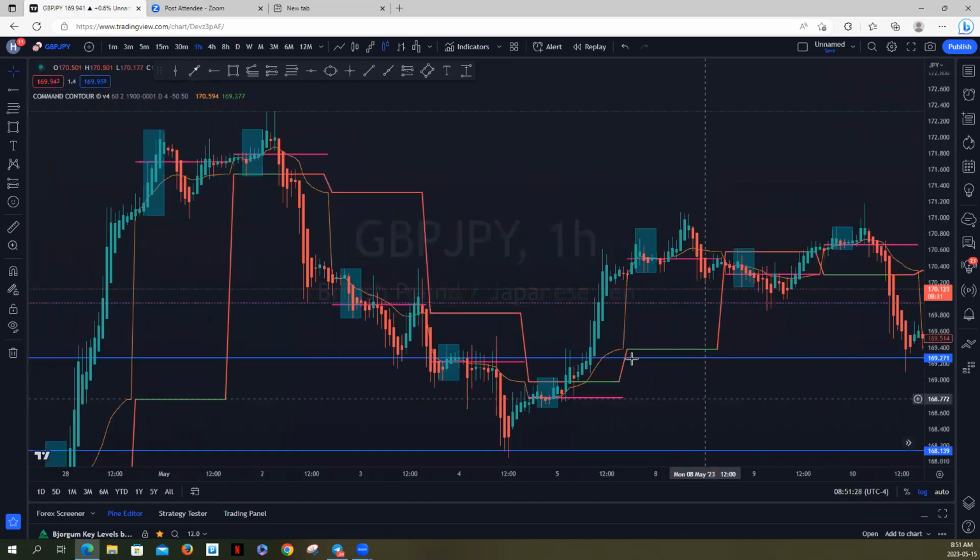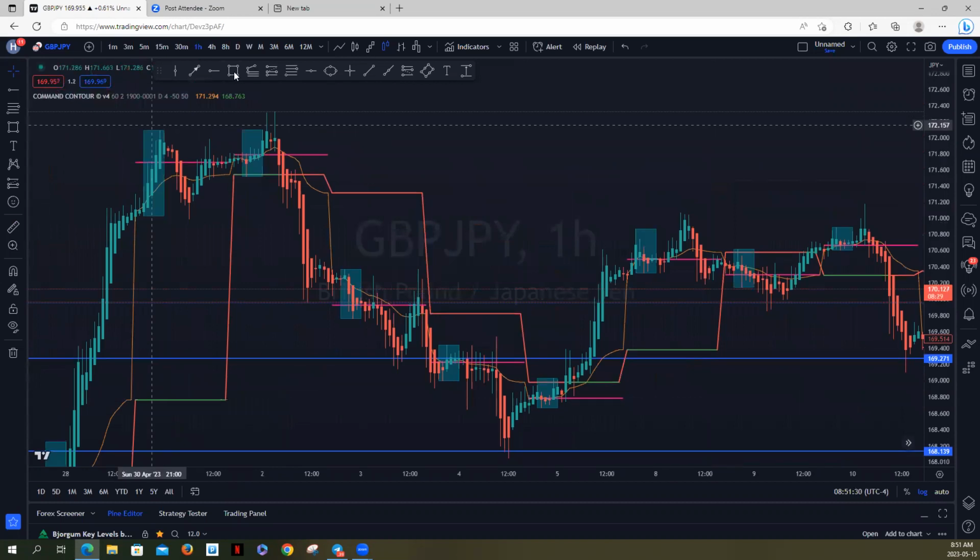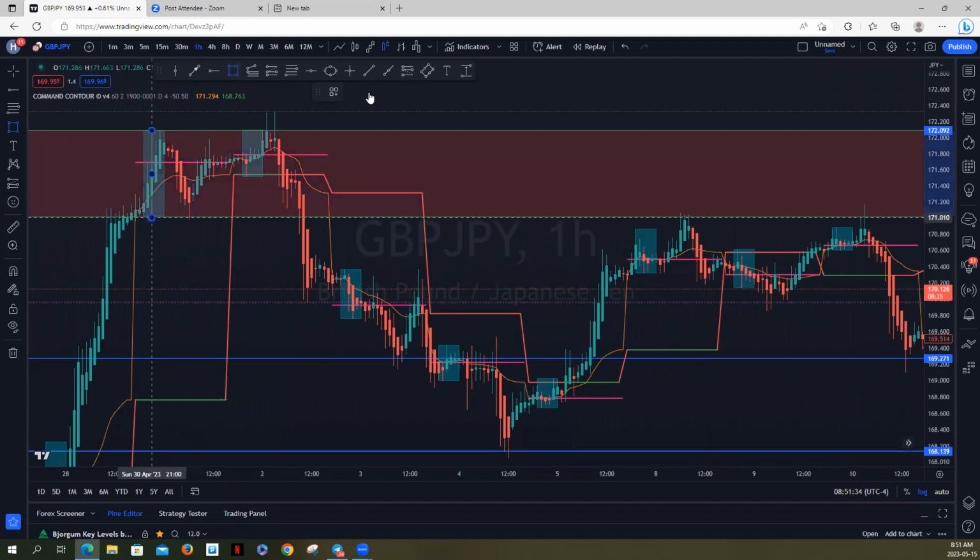Now, what you can do in a case like this, I'll just mark off the top and the bottom right here and wait for price to confirm what it's going to do. When it's spread out like this, it's usually consolidation, right? This is a whole area of consolidation. So then we just wait. And if you notice, there's also the command contour levels right here as well. So we use them together as reference as a strong area of price, either price reversal or price continuation.